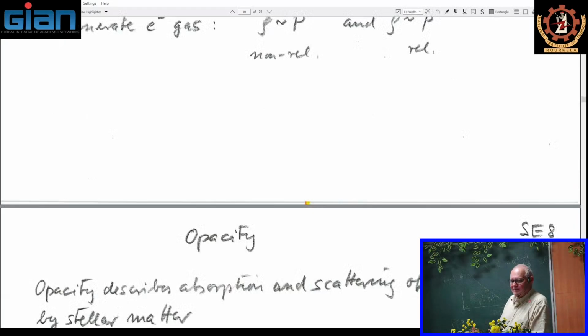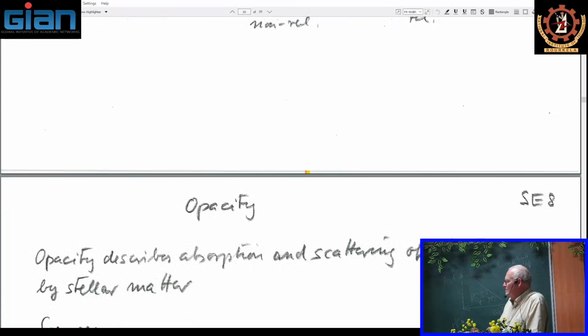Okay, so the next quantity which we need to consider is the opacity. The opacity describes the interaction of photons with matter. Absorption, scattering, any re-emission of photons by atoms, this is all described by the opacity. So in general, the interaction of photons with matter is described by the opacity. There's one source of opacity which is always present, which is very simple to describe. This is the scattering of photons at electrons.